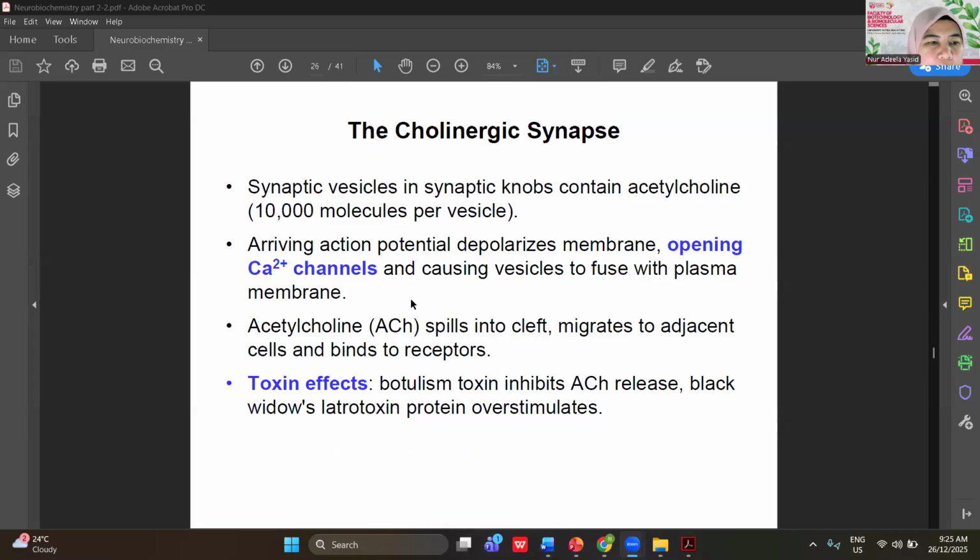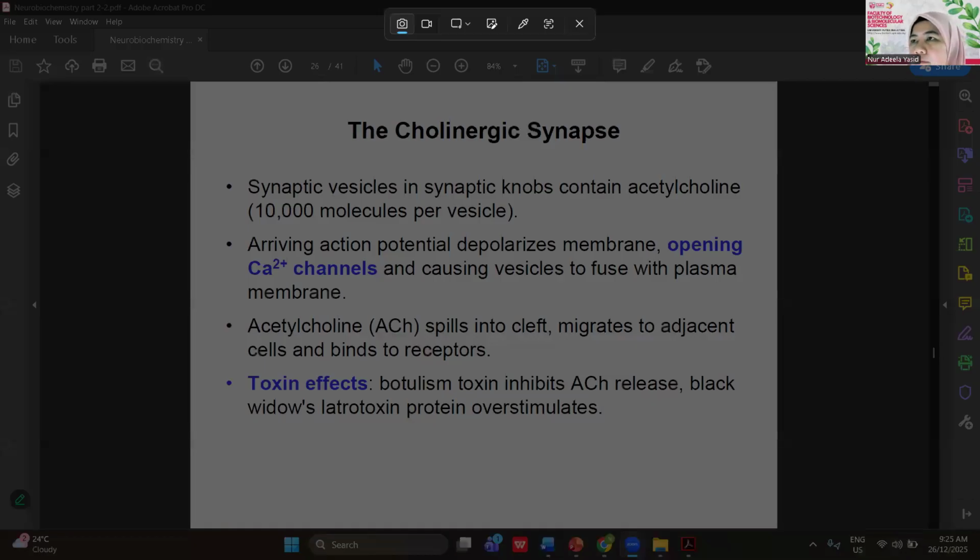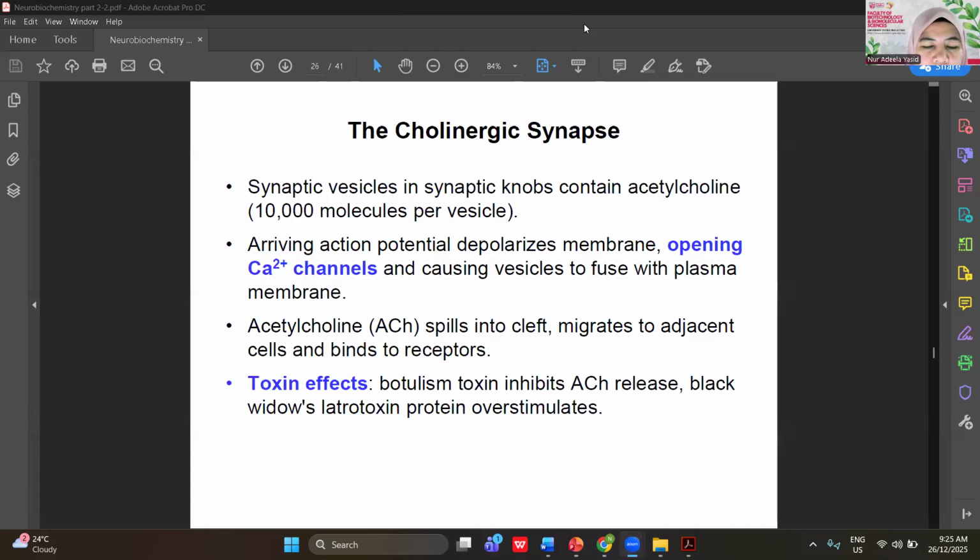So for the cholinergic synapse, this is more information about what a cholinergic synapse is. Synaptic vesicles in the synaptic knobs store acetylcholine, with approximately 10,000 molecules per vesicle. So you can imagine how significant this acetylcholine and the synaptic vesicles are.